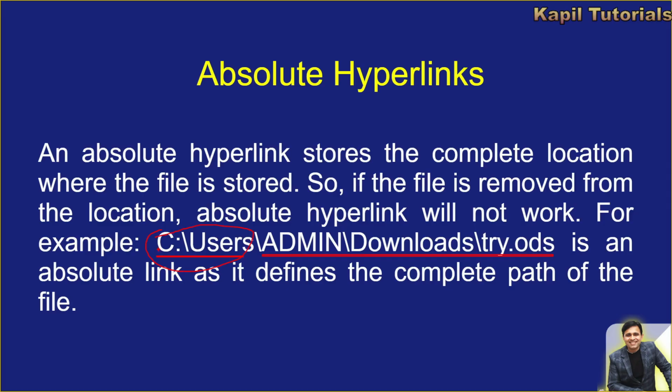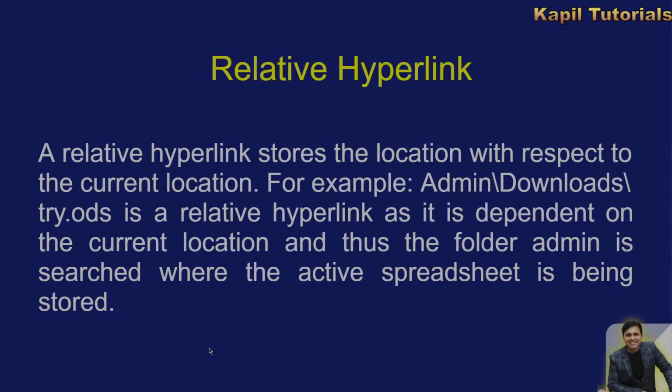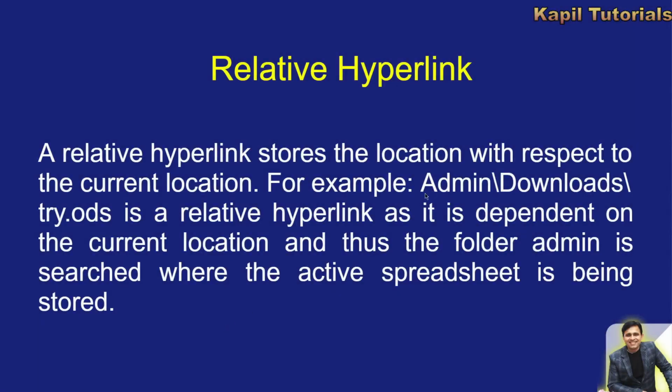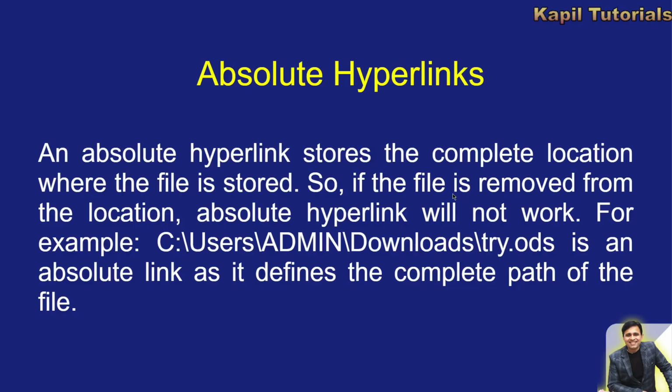The full path is given and the name of the drive is given. Whereas in a relative hyperlink, only admin and downloads are given, the name of the drive is not given. So that is the major difference.